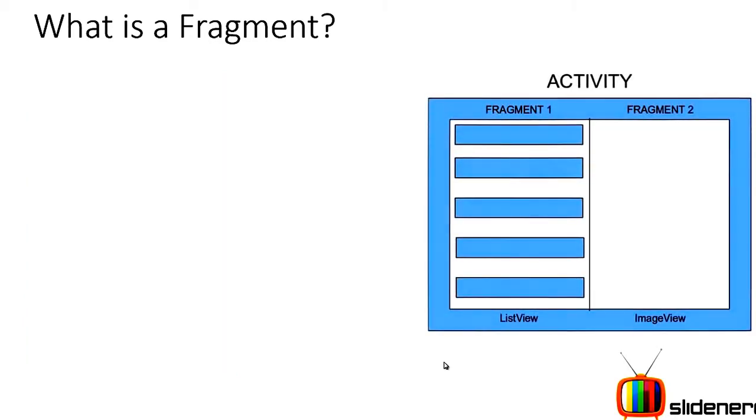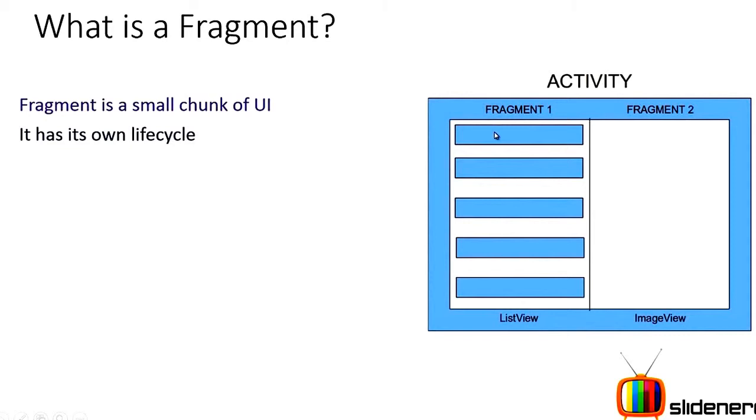So again, let's review what a fragment is. A fragment is a part of the user interface. To be very specific, there's fragment 1 and there's fragment 2. Fragment 1 is a list view. Fragment 2 is an image view. Based on what the user selects in the list view, you can make changes in the image view within the same activity without the user having to navigate to a different activity. And that is the best part about fragments.